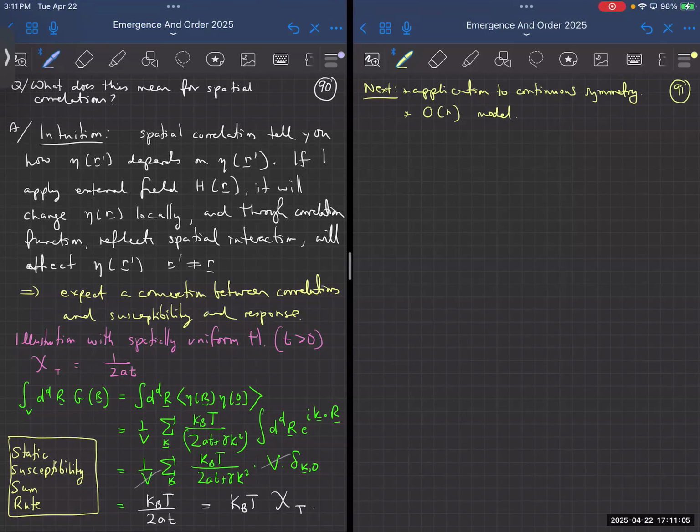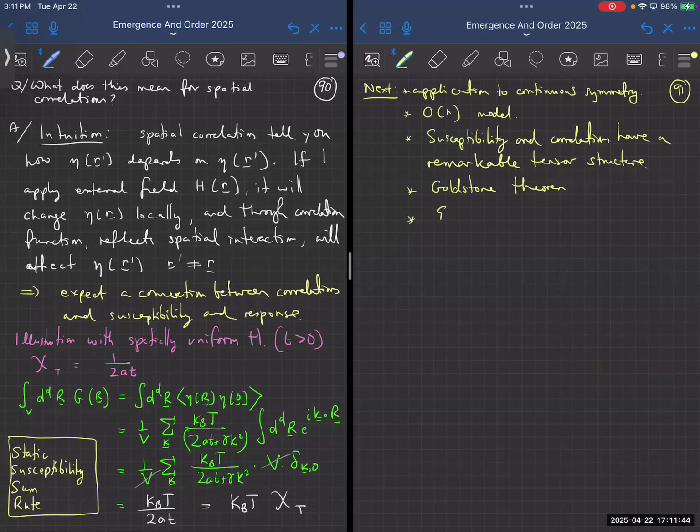And what we're going to find is that the susceptibility and the Green's functions, the correlation functions, all behave very differently. Susceptibility and the correlations have a remarkable tensor structure. And from this, we're going to prove a theorem called Goldstone's theorem. And we're going to see the emergence of rigidity.